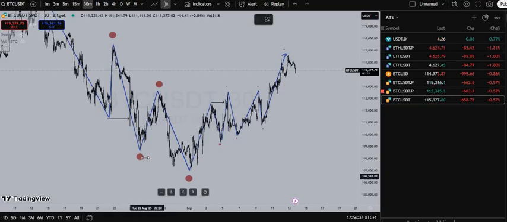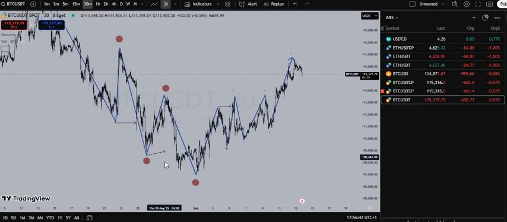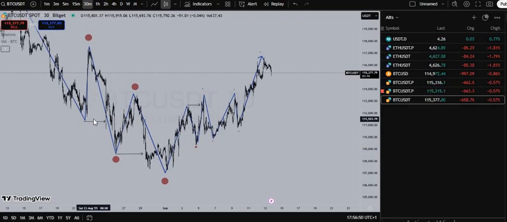Now this is a break of structure because the market is breaking the new low to continue the downtrend. So this is a break of structure for reversal of a trend. This is the break of structure for continuation of the trend. That is defining break of structures and change of characters.